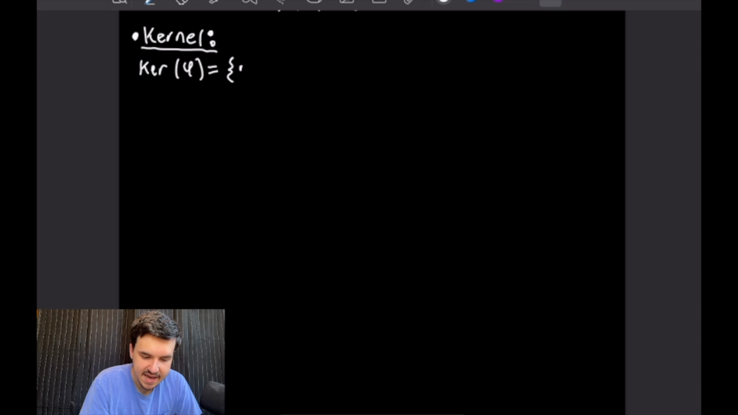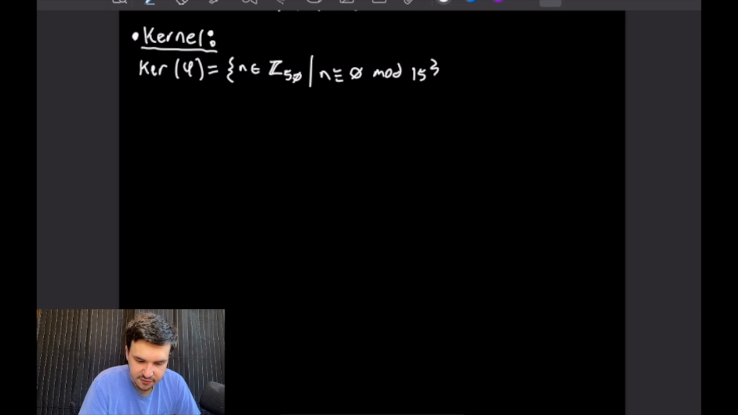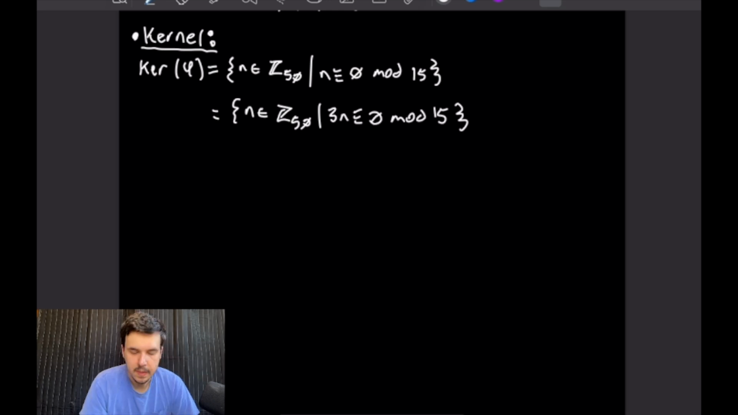That's going to be every n which lives in Z50, such that we have the following relationship where n is congruent to 0 mod 15. Great. So that's just generally what this problem would be, but we've actually already done a little work on this. So in this particular example, that means it's going to be all n in Z50, such that 3n is congruent to 0 mod 15. So now we have to ask ourselves, what n in Z50 can we plug into this congruence to make it true?